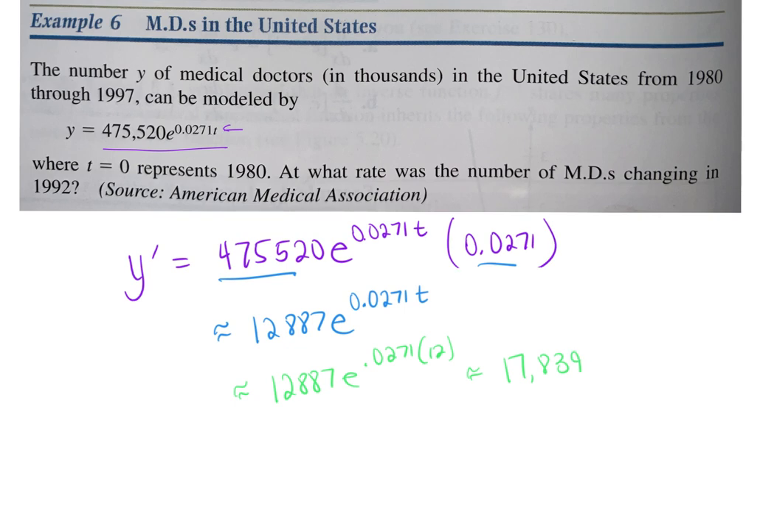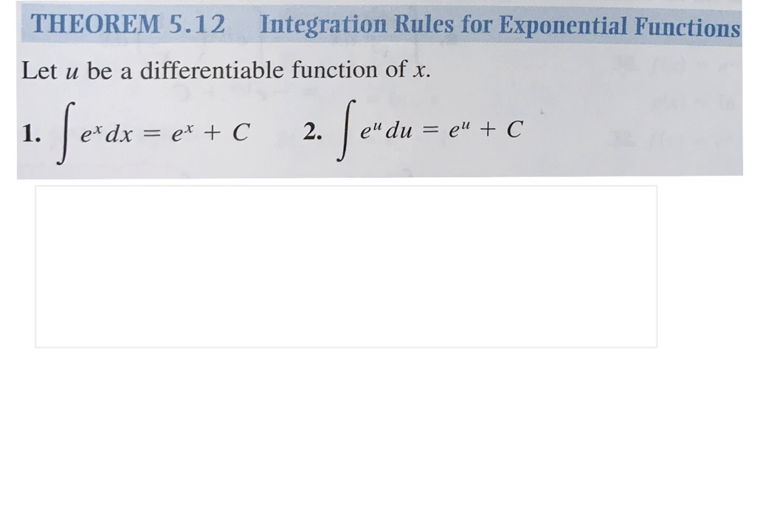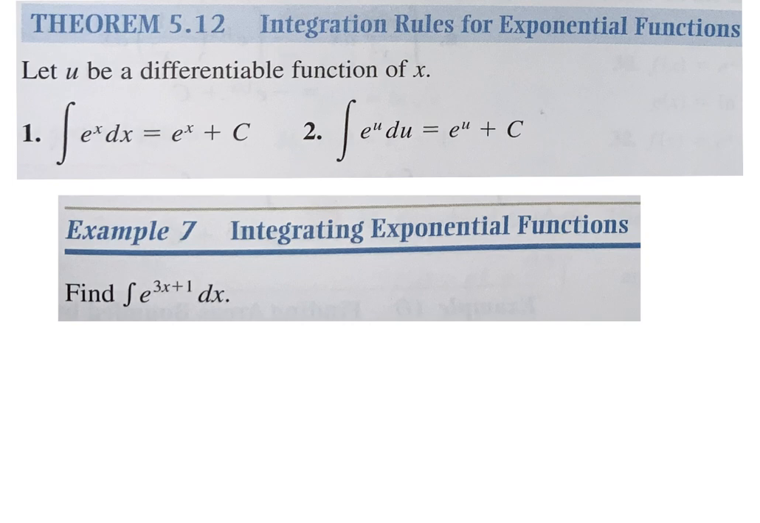All right, integration is pretty straightforward. If the derivative of e to the x is e to the x, then the antiderivative of e to the x is e to the x. I mean, we have that plus c if it's not a definite integration. If the derivative of e to the u is e to the u times the derivative of u, then the antiderivative is the same thing. We just have to make sure that our u is accounted for, like anytime we have u substitution. So let's look at these examples here. Example 7.